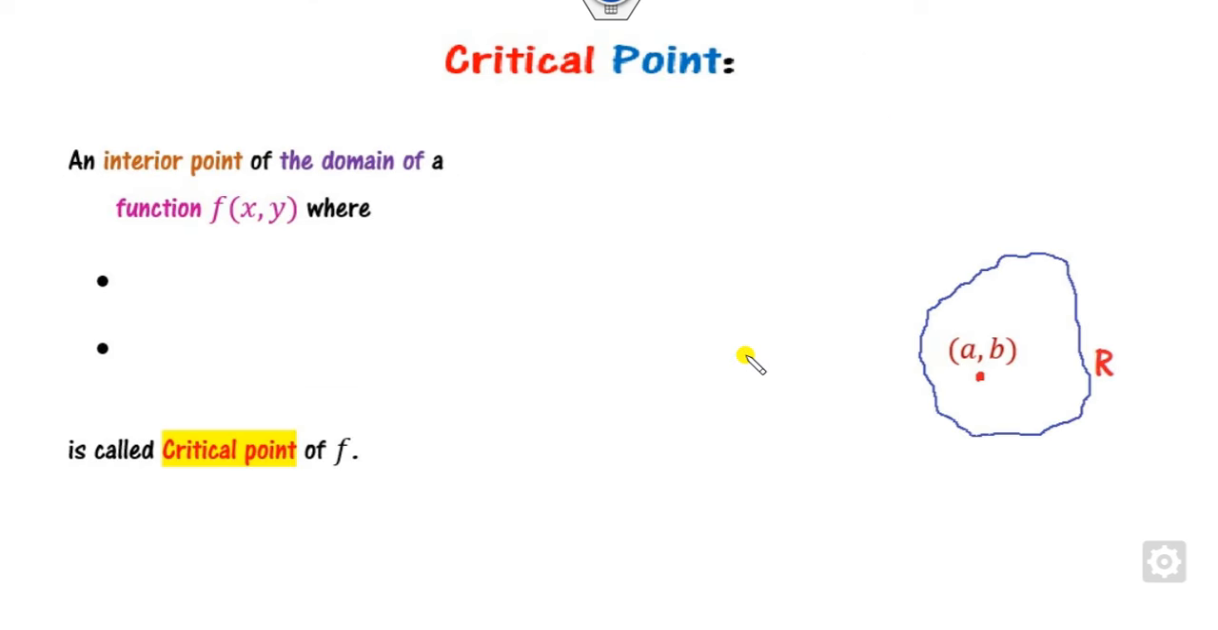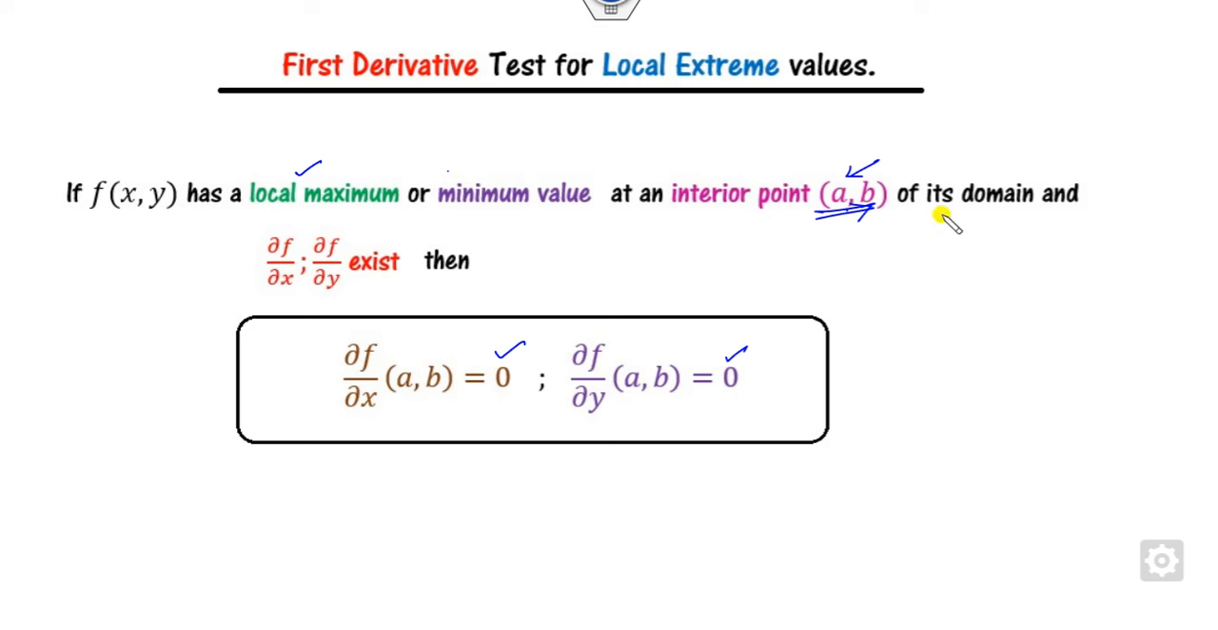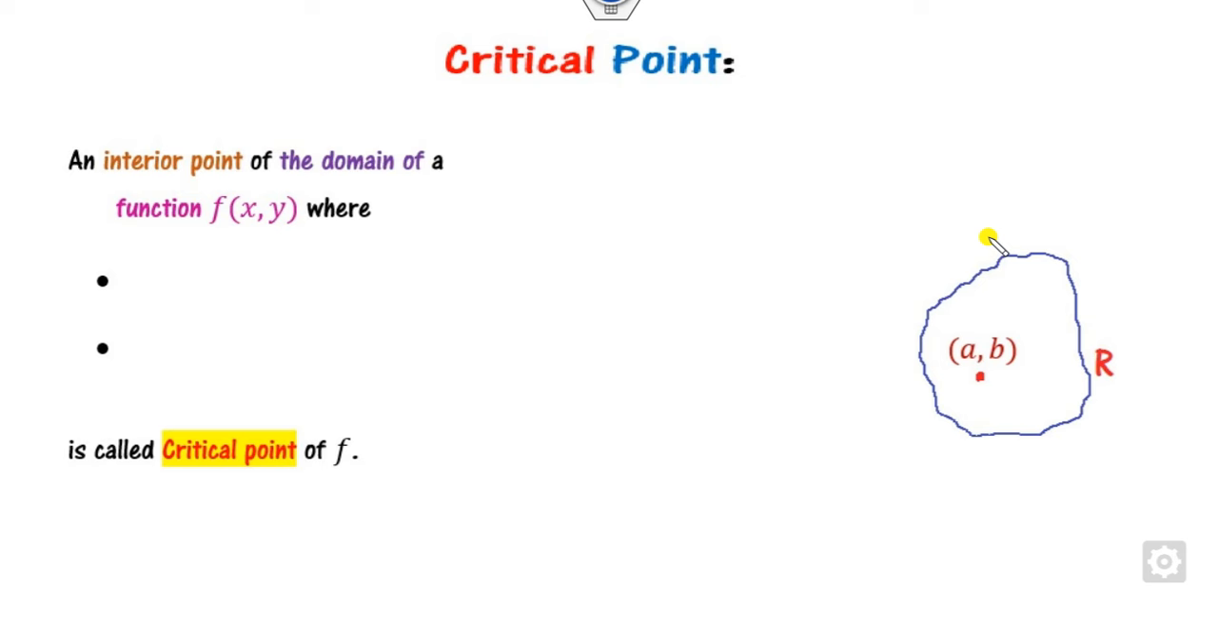Now once you have the extreme value, your target is to check whether this point is a maximum, a minimum, or a saddle point. Moreover, this (a, b) is called the critical point. Now under what condition can you say this point is a critical point? If you have any region R, and the point (a, b) is inside the domain, then this point is said to be a critical point when these two conditions are satisfied.